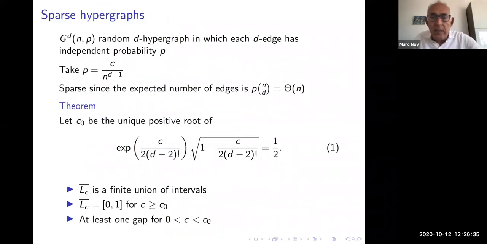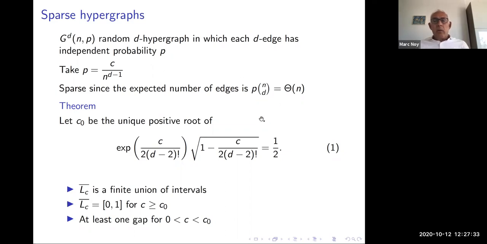Now, what I wanted to say are two things. We have generalized this to sparse hypergraphs. What is a hypergraph? A uniform hypergraph is one in which every edge has d vertices. So ordinary graphs are 2-uniform hypergraphs. And then we take every d-subset independently with probability p. Sparse means that we take the probability proportional to 1 over n to the d minus 1. Notice that for d equal to 2, this is 1 over n, which is what we had for graphs. The expected number of edges is the probability of any edge times the number of d-subsets, and sparse means that this is linear.